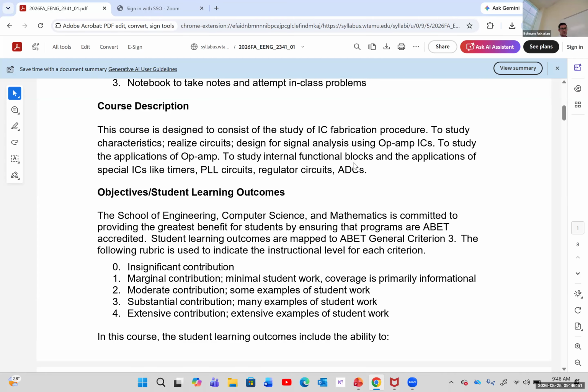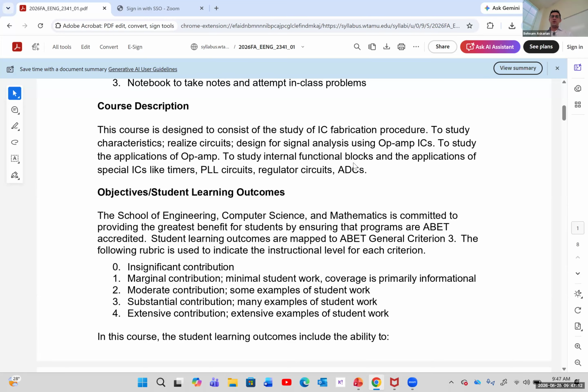Now, some course descriptions that we have: this course is the study of IC fabrication and integrated circuits in general. And a big chunk of integrated circuits are operational amplifiers. So 70-80% of this course would be focusing on operational amplifiers.